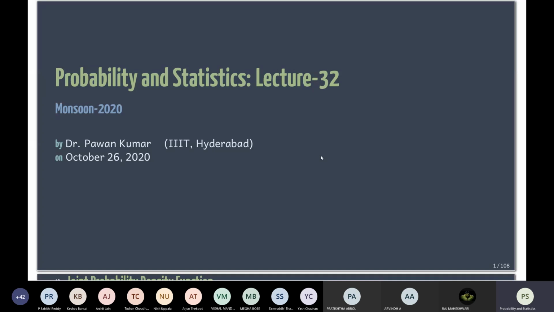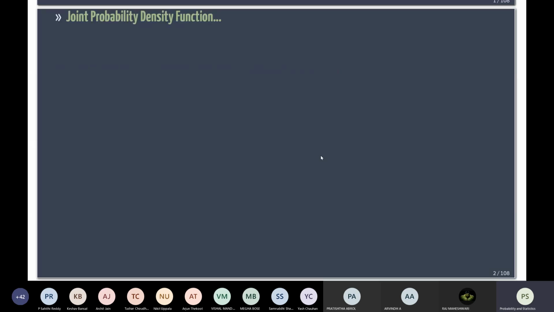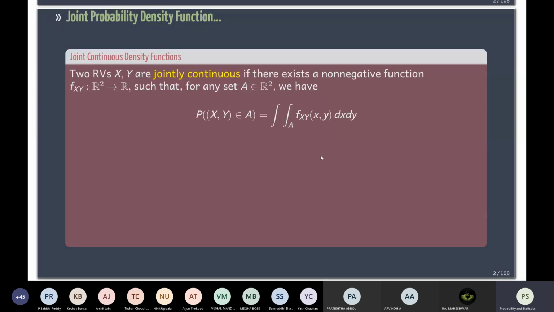Welcome to lecture 32. Today we will do continuous random variables, but with two random variables. So I'm going to define them. Two continuous random variables, X and Y, are called jointly continuous. Okay, so we are talking about two or more random variables, so the PDF is called joint.